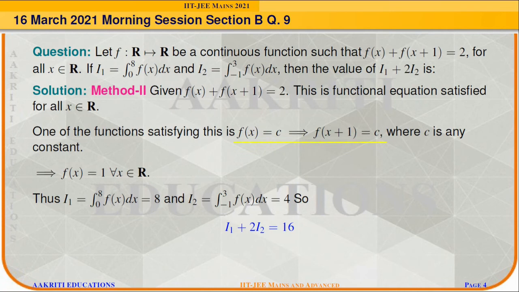It can be verified that if we put f of x is equal to some constant c, then f of x plus 1 will also be equal to c. And after substituting these values in the given functional equation, we will get c is equal to 1. And thus f of x is equal to 1 will satisfy the given functional equation. We can also verify that it is a continuous function defined for all x belongs to R. Now, further substituting f of x is equal to 1 in I1 and I2, we will get our required answer as 16.